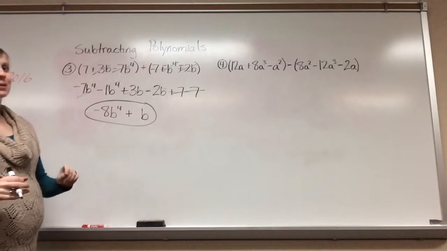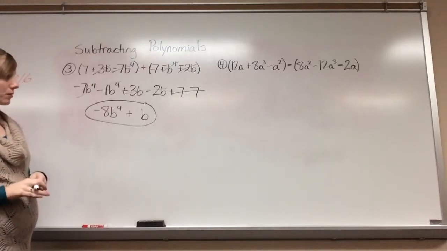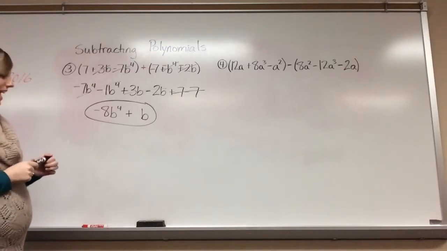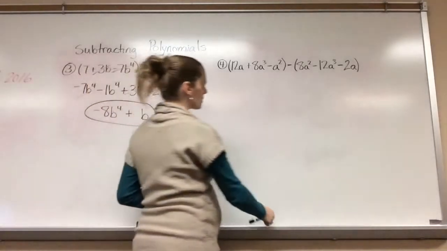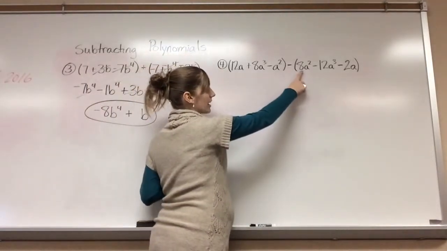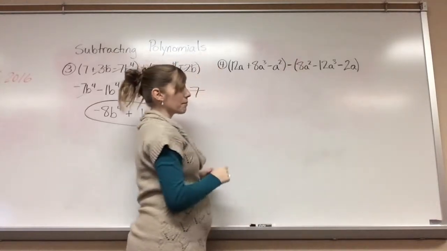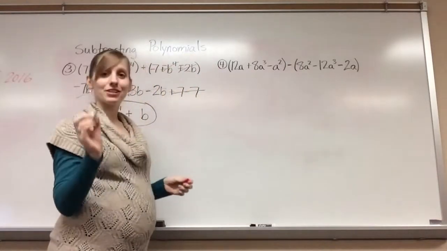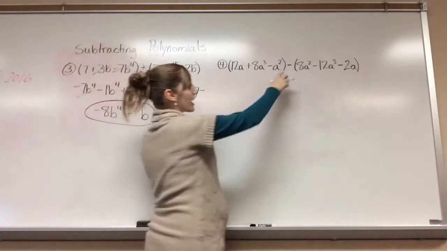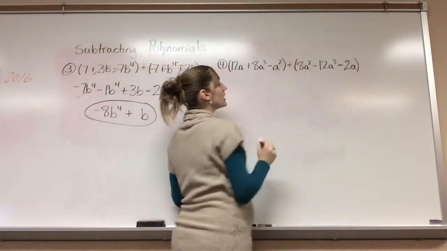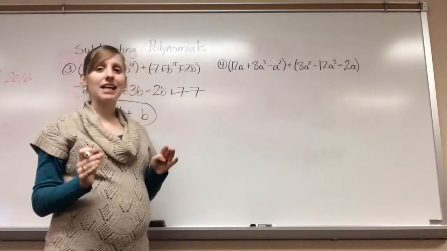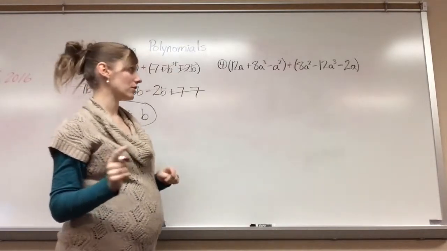Our last problem that we're going to do together, problem number 4, we have 12a plus 8a to the 3rd minus a squared, and we're subtracting from that 8a to the 2nd minus 12a to the 3rd minus 2a. So our first step is to change subtraction to addition, and then change the second set of parentheses only. Don't change the first set.